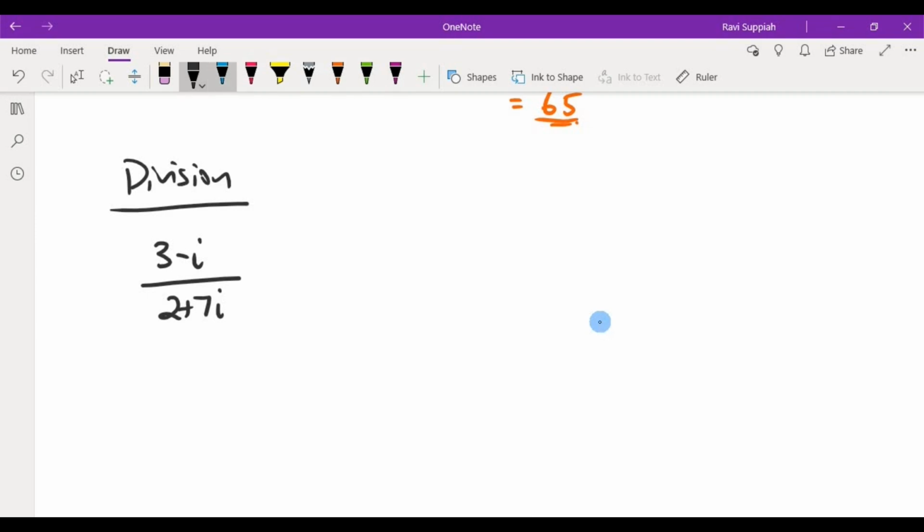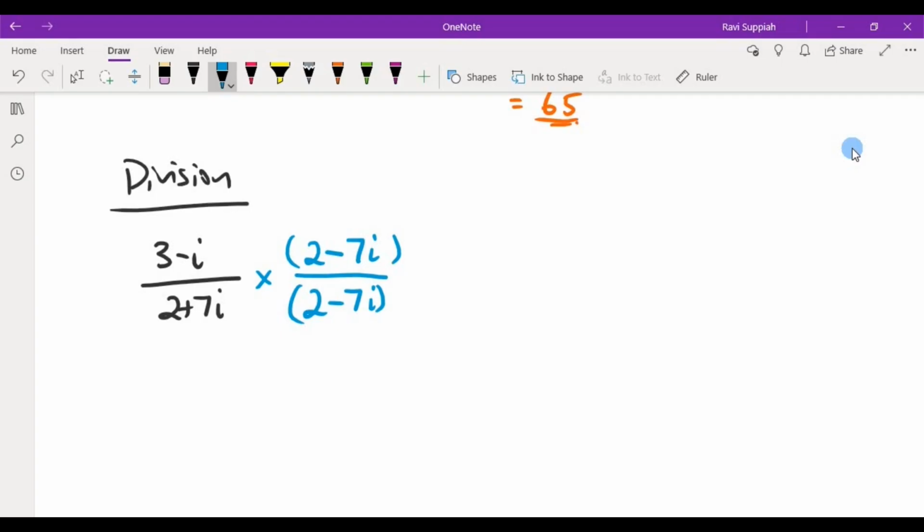So what I need to do is multiply both the numerator and denominator by the complex conjugate of the denominator. So I will multiply them by 2 minus 7i divided by 2 minus 7i. The denominator of the question here is 2 plus 7i. The complex conjugate is 2 minus 7i. And when I multiply it by 2 minus 7i over 2 minus 7i, nothing changes because they are both the same, so it's equivalent to 1 over 1, correct?